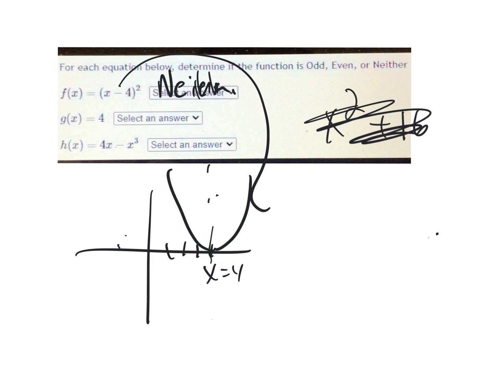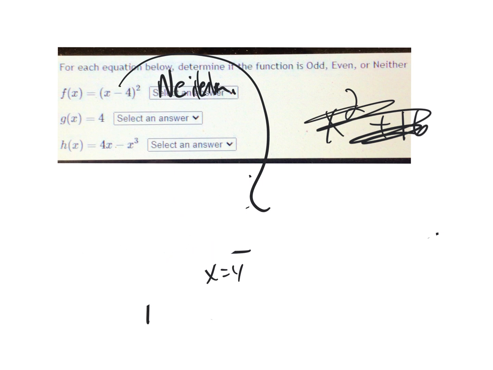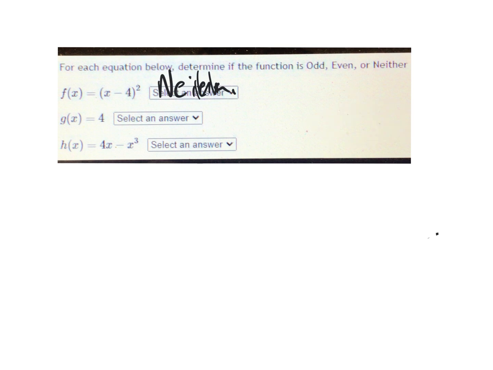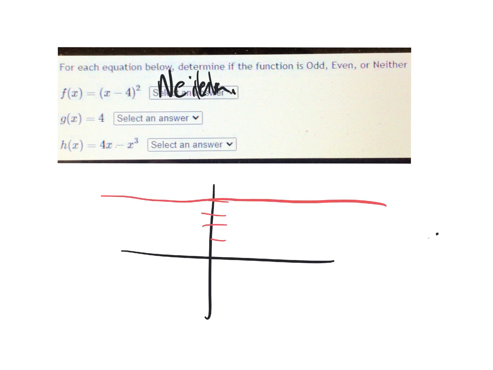Now let's take a look at the next one. And when it's a constant function, this is actually kind of cool the way it works. Okay, so this next one, that's the line y equals 4. It's a horizontal line, y equals 4. And if we think about f of negative x, that has to equal f of x to be even. Well, it doesn't really matter what x is.